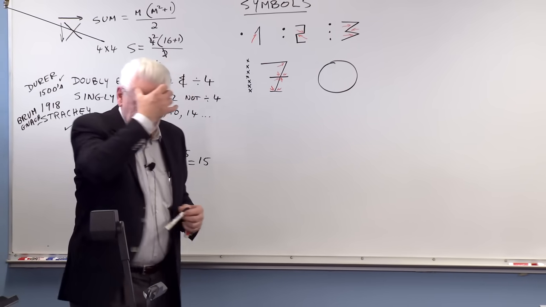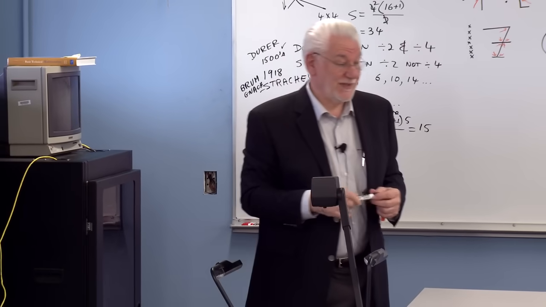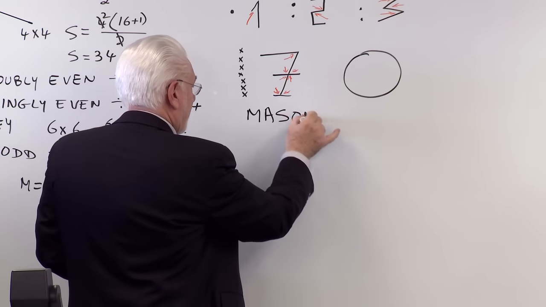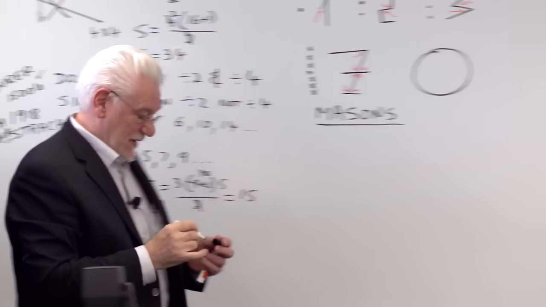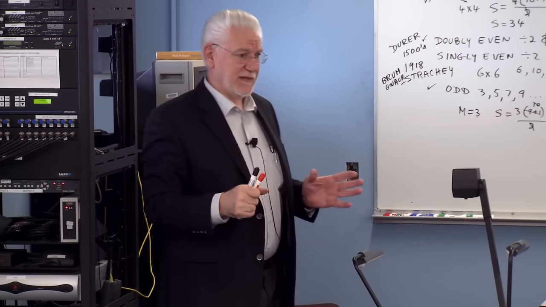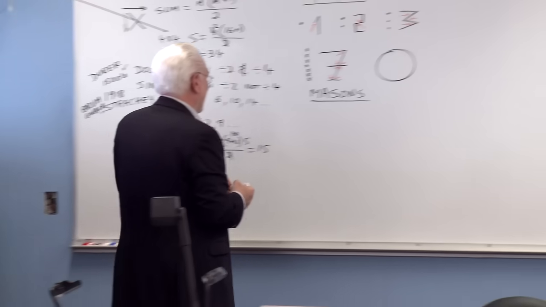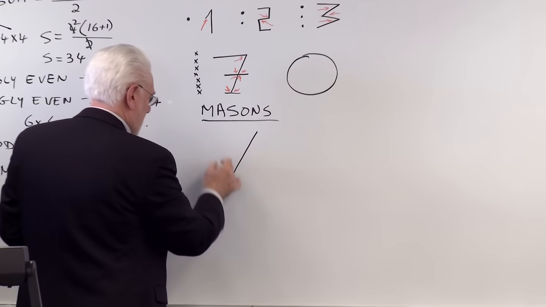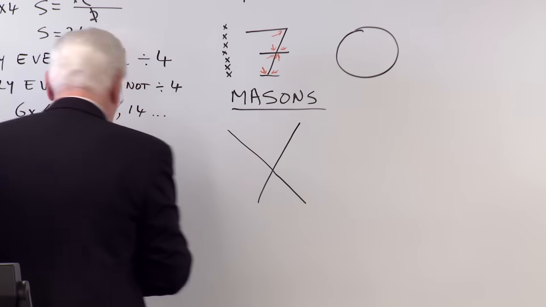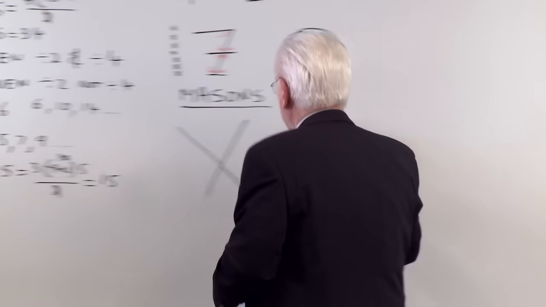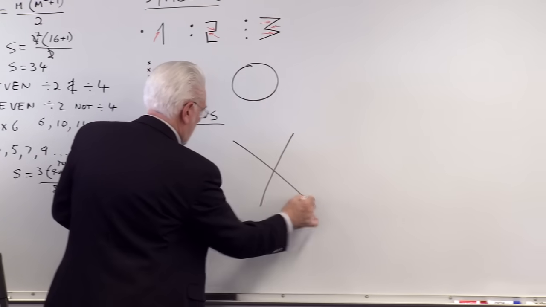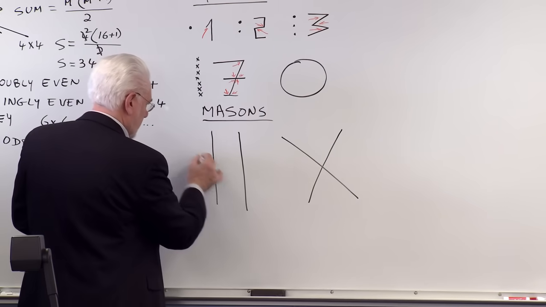Right now, in the 1300s and the 1400s, there was a society called the Masons that wanted to communicate among themselves without other people understanding what they wrote. So what they did was this, you see, they made an X, and they made a structure that looks like this.